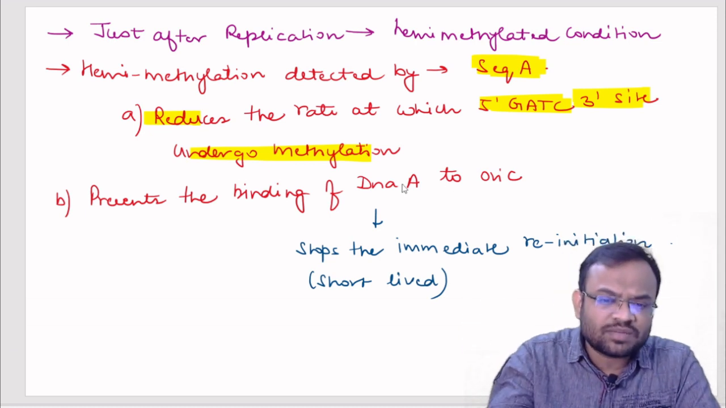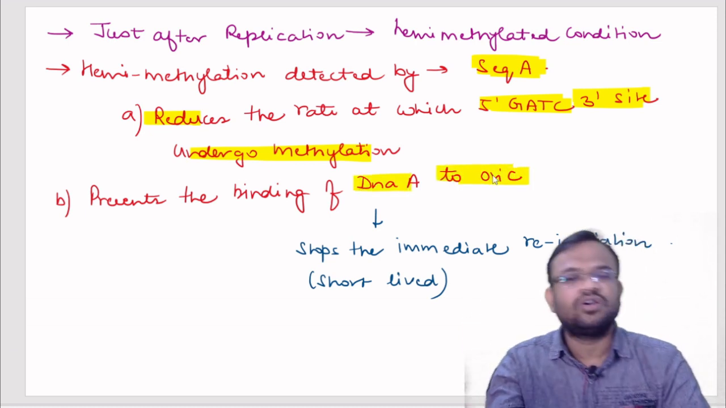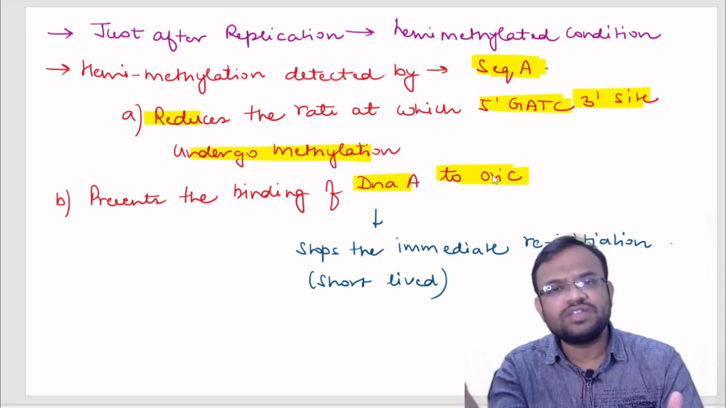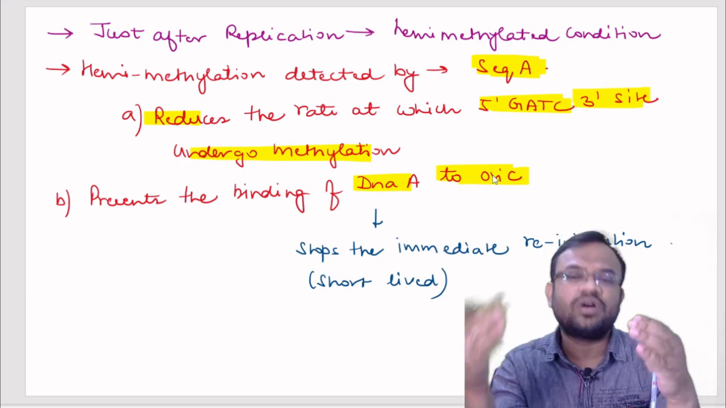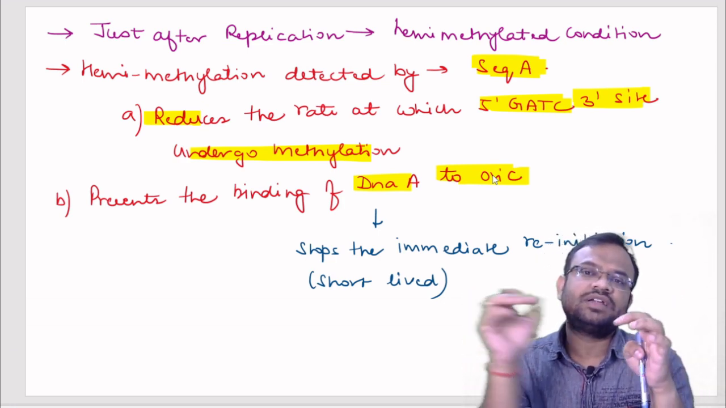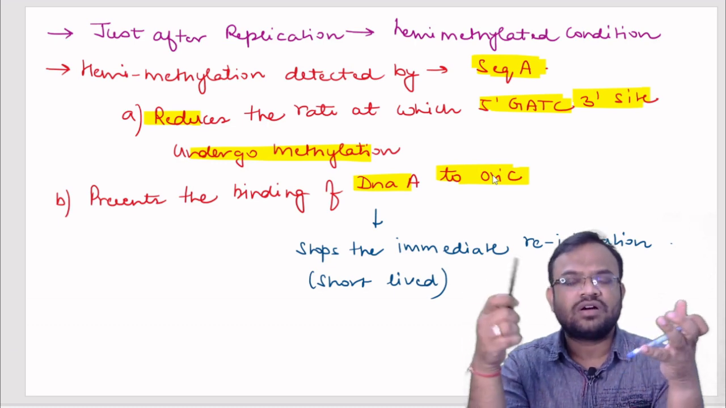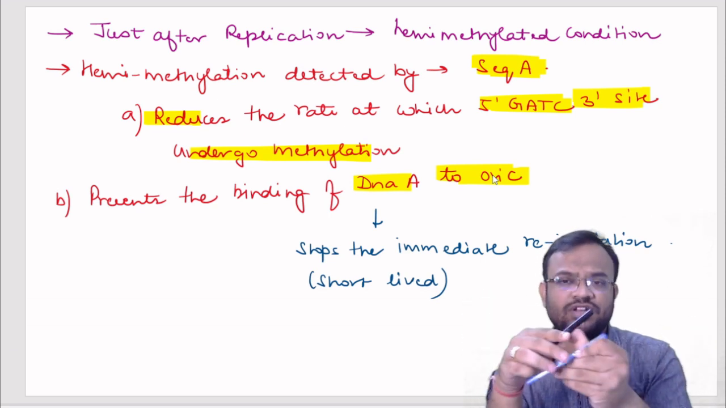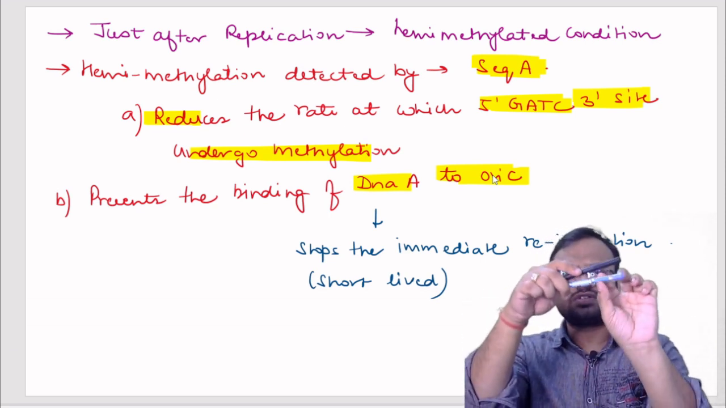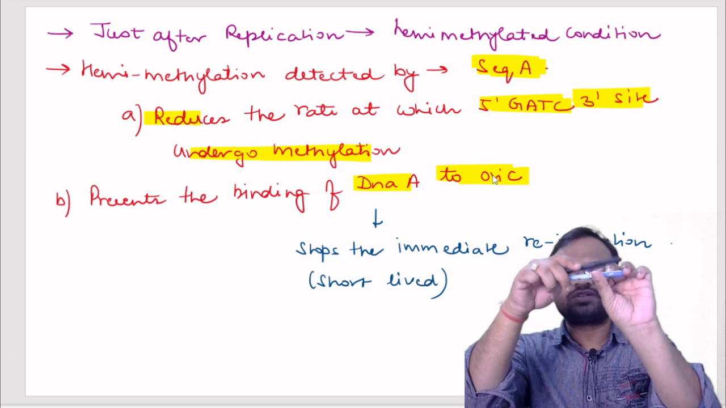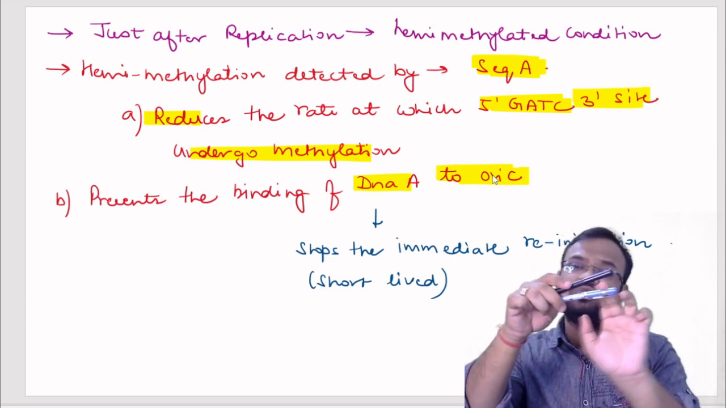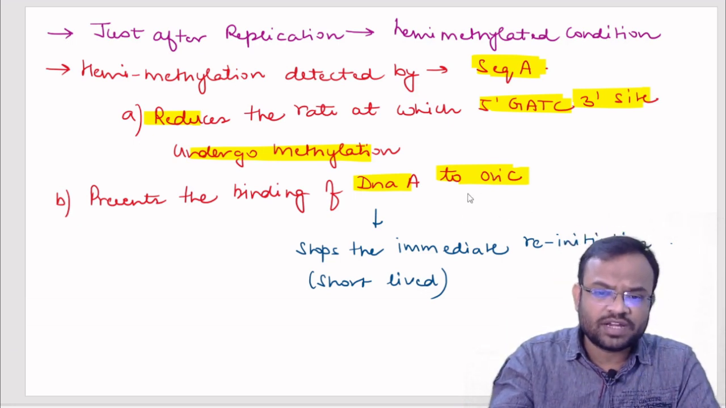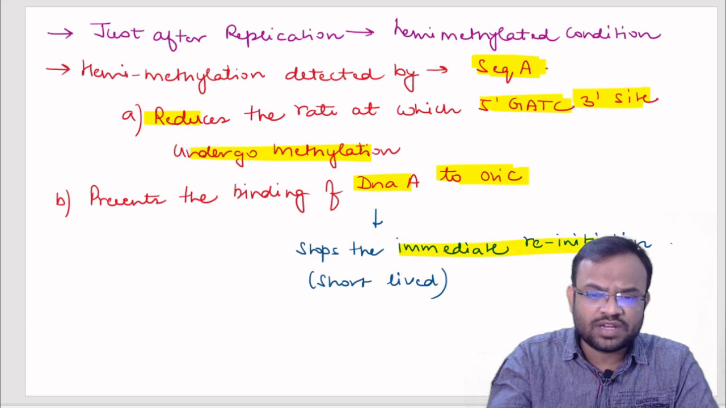Next, it prevents the binding of DnaA to oriC. It is not allowing DnaA to bind at oriC. Again, the reason is the same: E. coli does not want DNA replication to start just after the replication gets completed, from the newer strand. It does not want to use this strand as a template just after replication has completed, before addressing the mutations that might have happened over here. So it prevents the binding of DnaA to oriC and stops the immediate reinitiation.